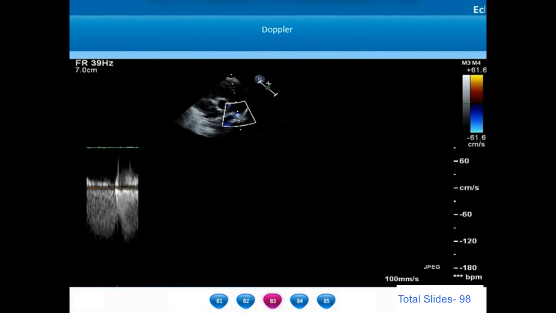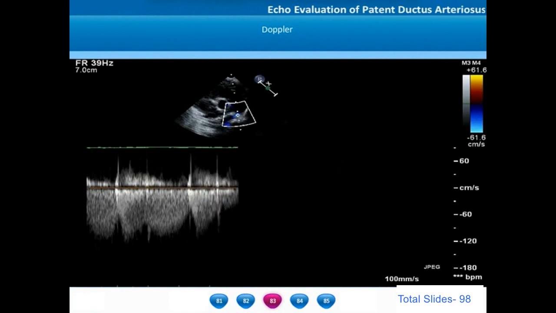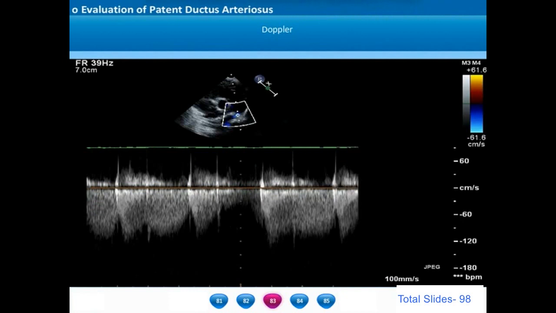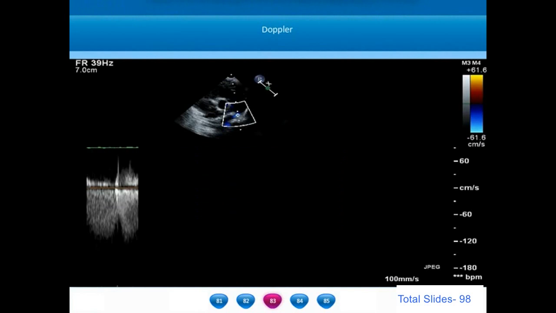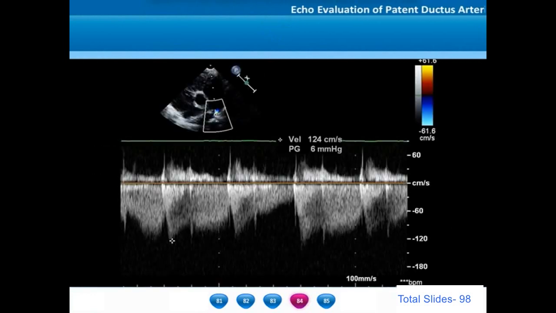When we interrogate the continuous wave Doppler signal through the ductus arteriosus, we notice that the entire flow is right to left, and the spectral Doppler signal is clearly seen below the baseline, indicative of flows from the main pulmonary artery through the ductus into the descending thoracic aorta. The flow across the ductus arteriosus is totally right to left. There is no left-right flow at all. This is the feature of a truly hypertensive patent ductus arteriosus.